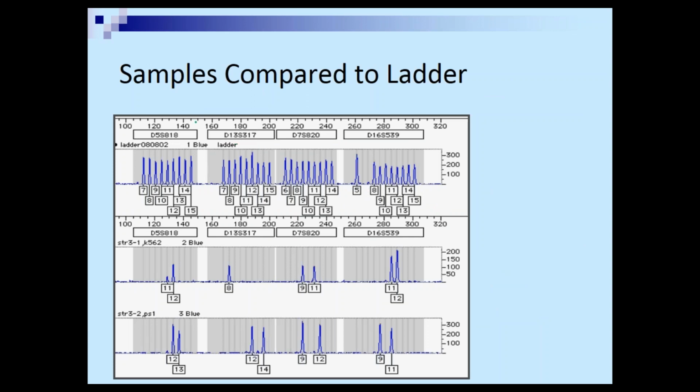Here, this shows sort of a zoomed out view where you run that same ladder. That's like your ruler that you use to measure. And then this is from person 1. This is from person 2. And we can see that they're different people because they have different pairs of numbers.